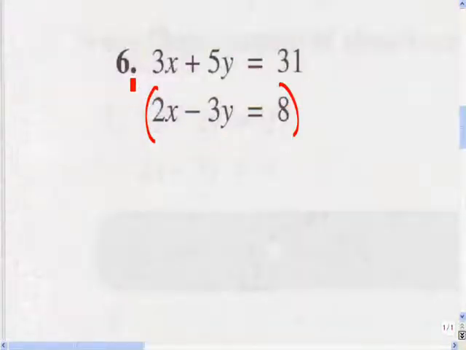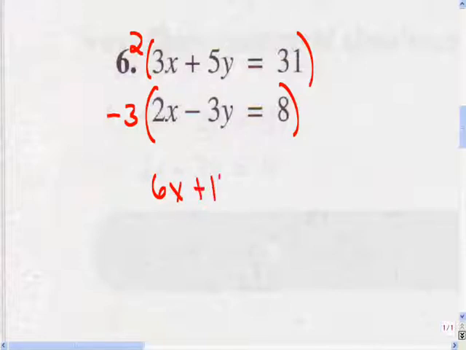Since both signs are the same, I'm going to make one of these negative so that I'll get opposite signs. So I'll make this a negative 3, and this stays as a positive 2. 2 times 3 is 6x. 2 times 5 is 10y. 2 times 31 is 62.